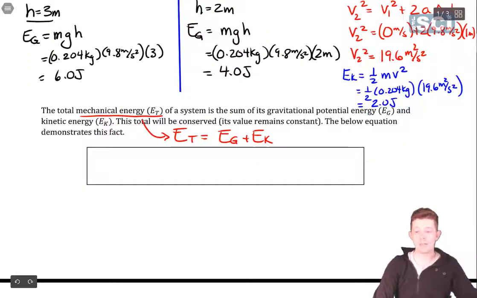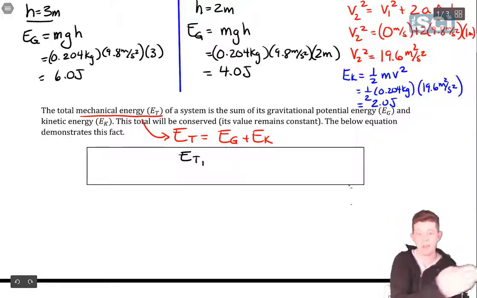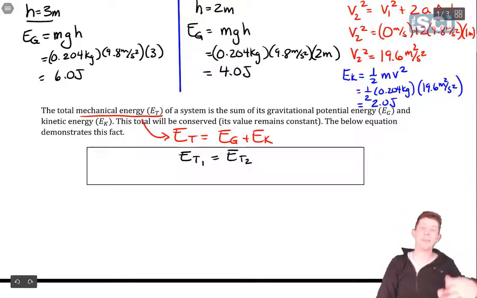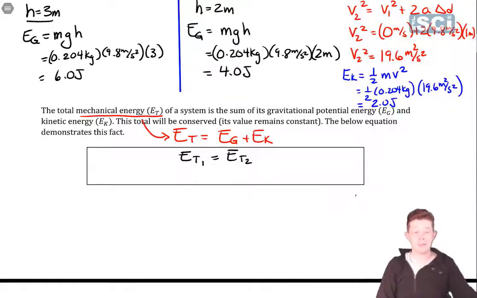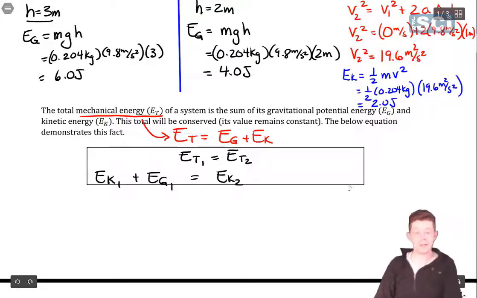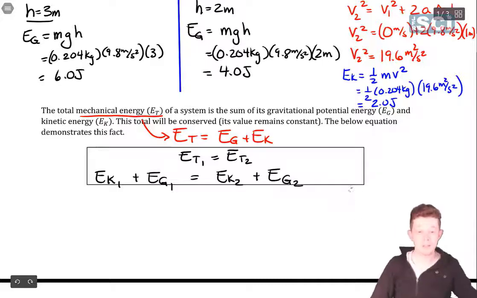So as an expression, I can say that the total energy at one position, so the total energy at the very beginning, is equal to the total energy at the very end. So ET total at the end. Written as an expression, full out, I can say that the kinetic energy that the object might have at the very beginning, EK1, plus the gravitational potential energy that the object might have at the very beginning, EG1, is equal to the kinetic energy that the object has at the end, EK2, plus the gravitational potential energy that the object has at the end, EG2.